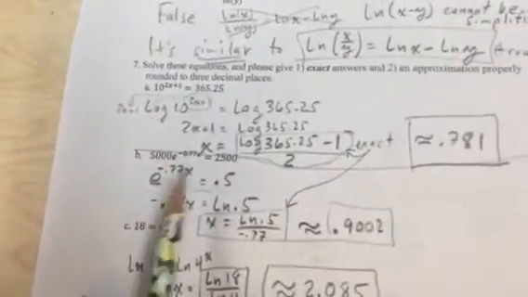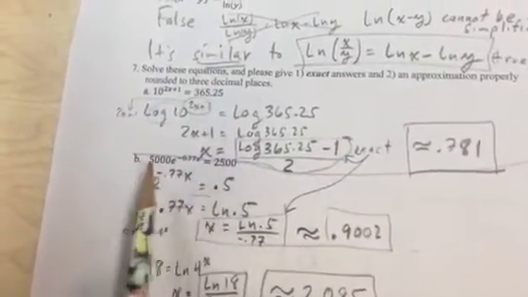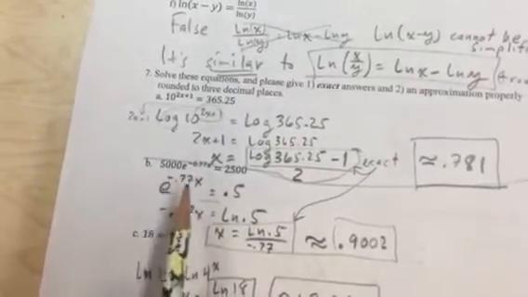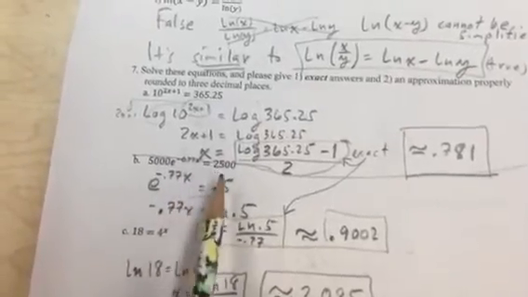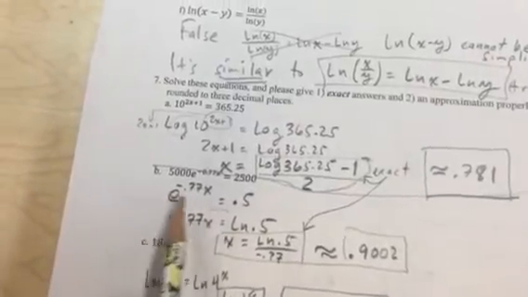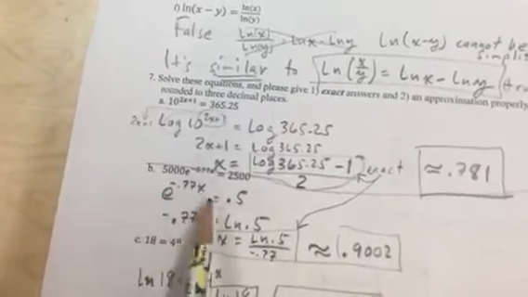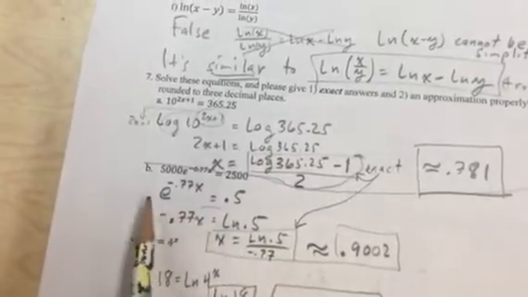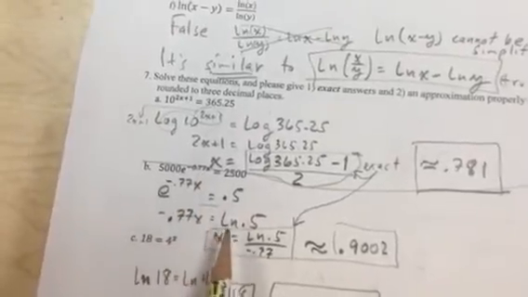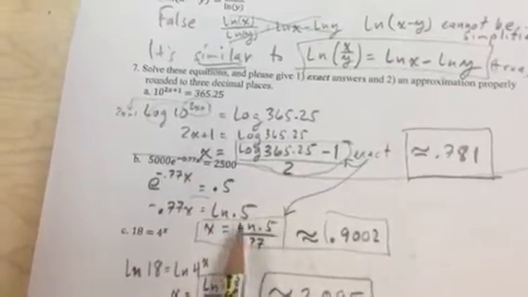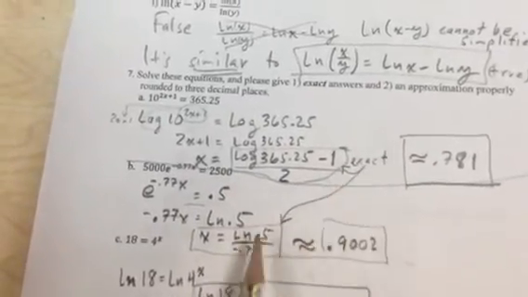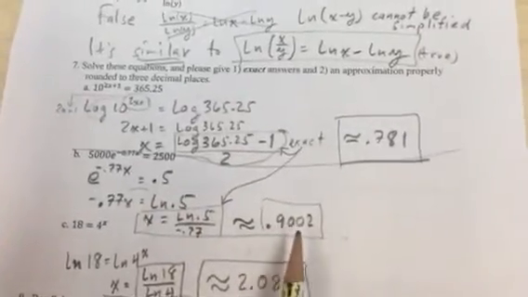Next problem. The first thing I would do would be to divide both sides by 5,000. You want to isolate the exponential expression before you take a log. So that equals 1/2. 2,500 over 5,000 is 0.5. So I'm going to take the natural log of both sides of this equation. I'm quickly jumping into this because the natural log of e is 1. All right, and we have this negative 0.77x, that's our exponent, equals natural log of 0.5. So natural log of 0.5 divided by negative 0.77 is our exact expression. And then that approximates 0.9002.